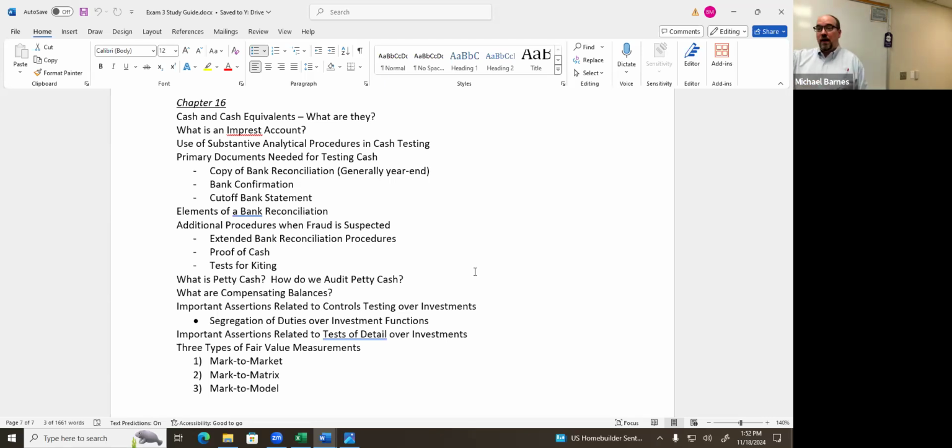So where do we get the information from the bank? It's a standard bank confirmation, okay, standard bank confirmation. And then what is the document that we generally use to test all of the incidental items? It's the cutoff bank statement, okay? There are some scenarios that are not going to be captured in the cutoff bank statement.